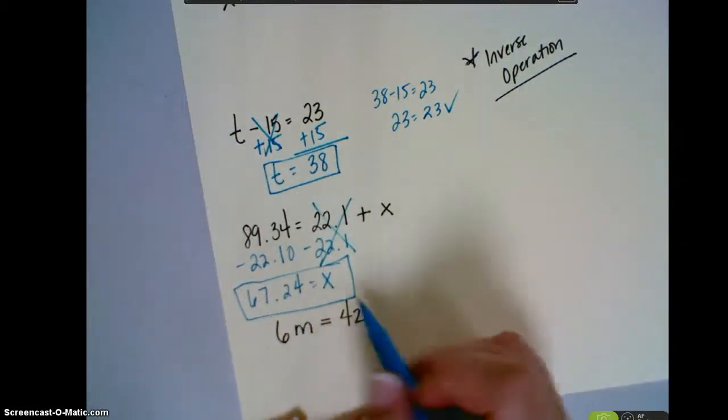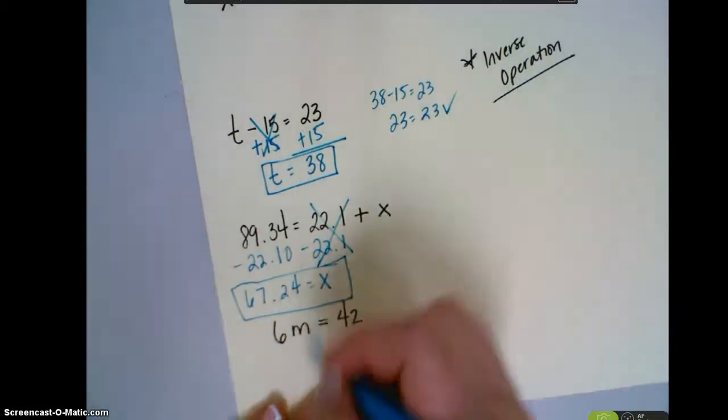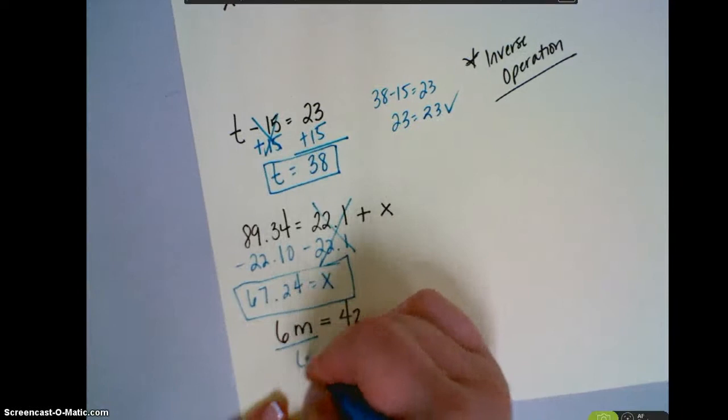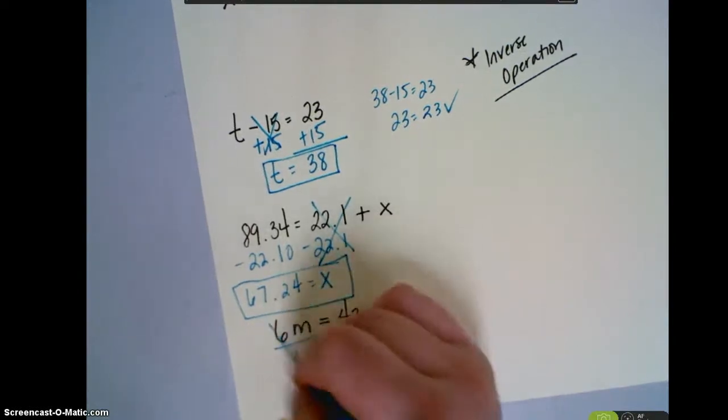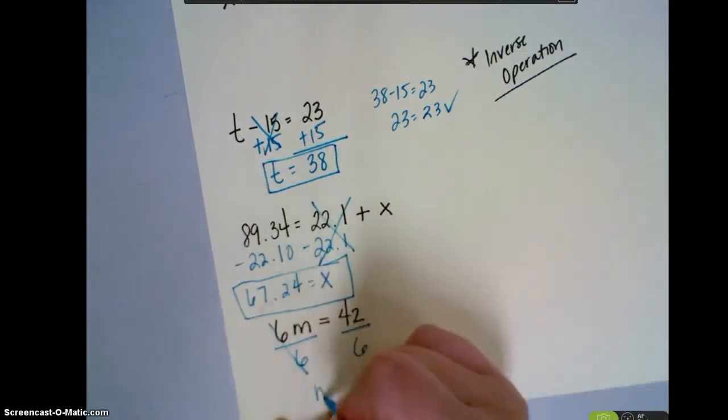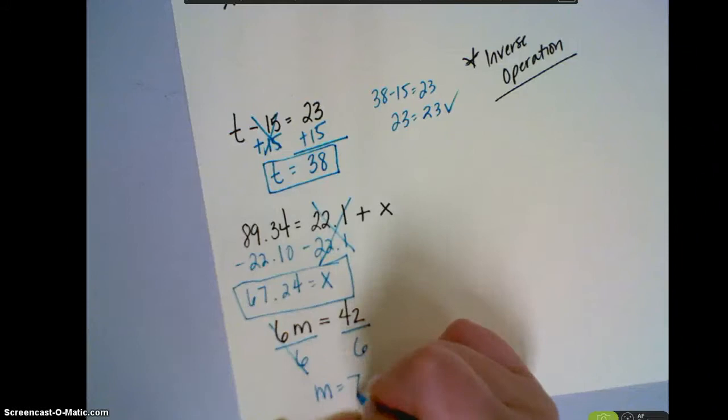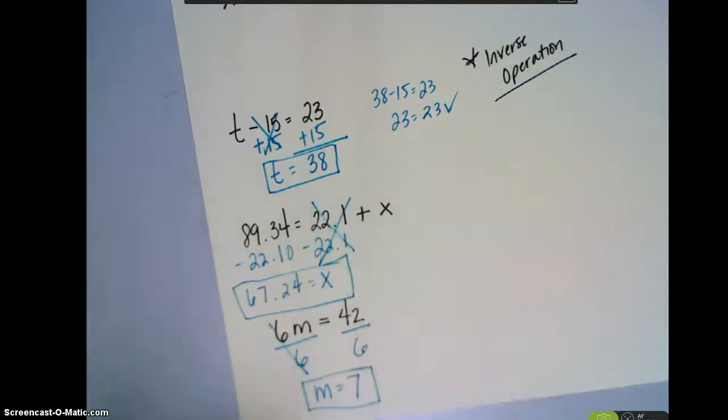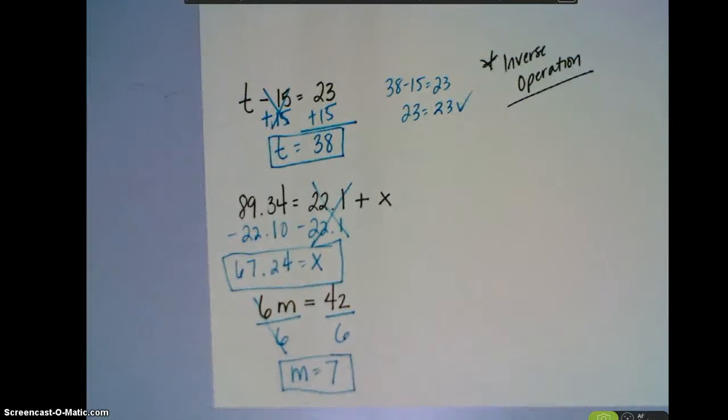On this bottom one, because it's multiplication, I'm going to divide both sides, because that would be the opposite. So divide both sides by 6, those cancel, so I'm left with m. 42 divided by 6 is 7. So it's pretty easy as far as solving. You just need to do the inverse operation.